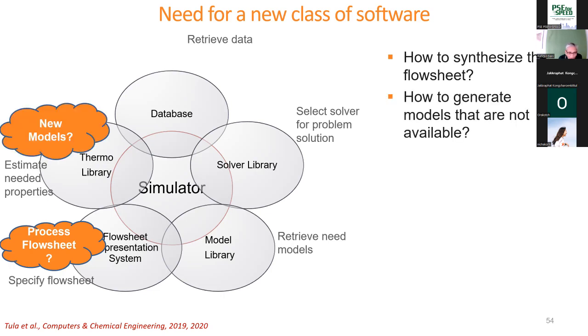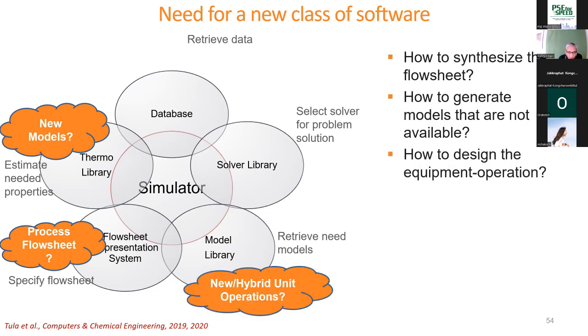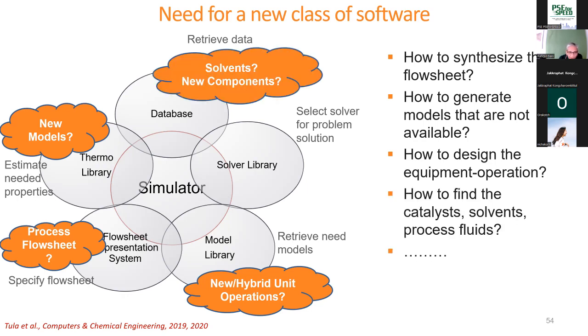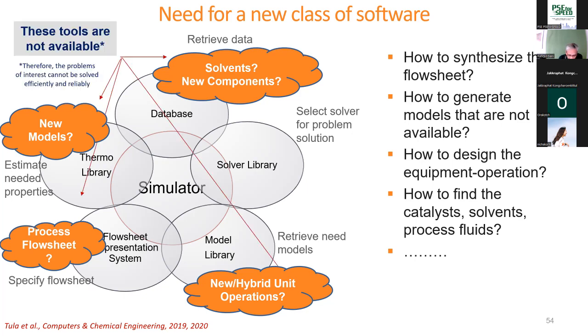What happens if you do not have the model? What happens if the reactive distillation or hybrid membrane distillation model is not there? Or if you need solvents or catalyst is not there? The simulators don't solve these things. The user has to give them. So just if one has the simulator is not enough. It is necessary to have a large number of tools working with the simulator. And these are some of the tools that I will show you.